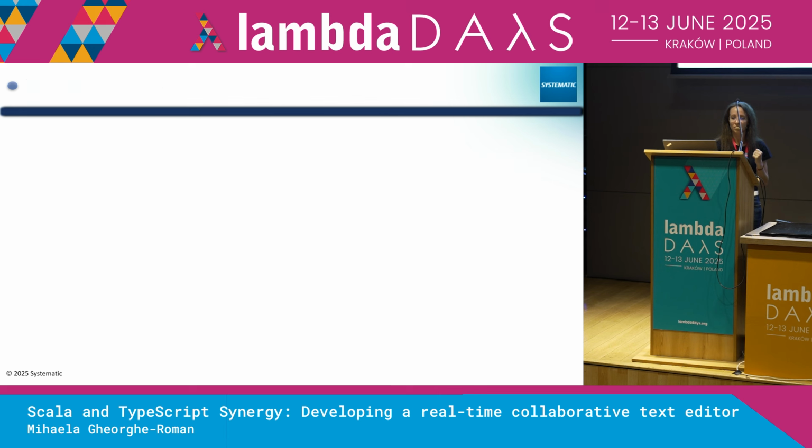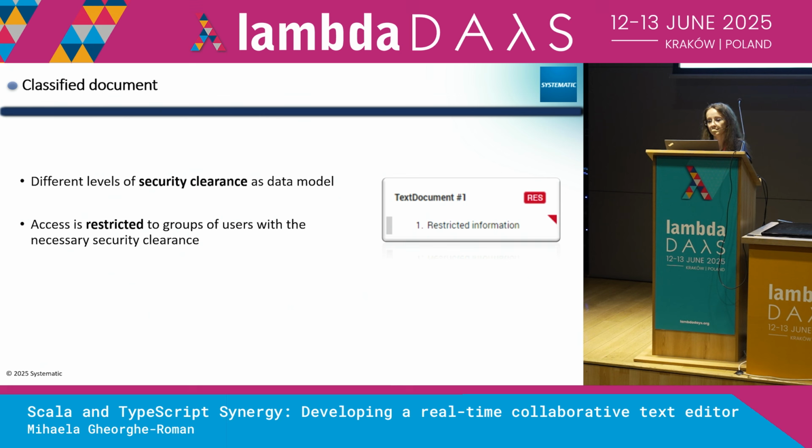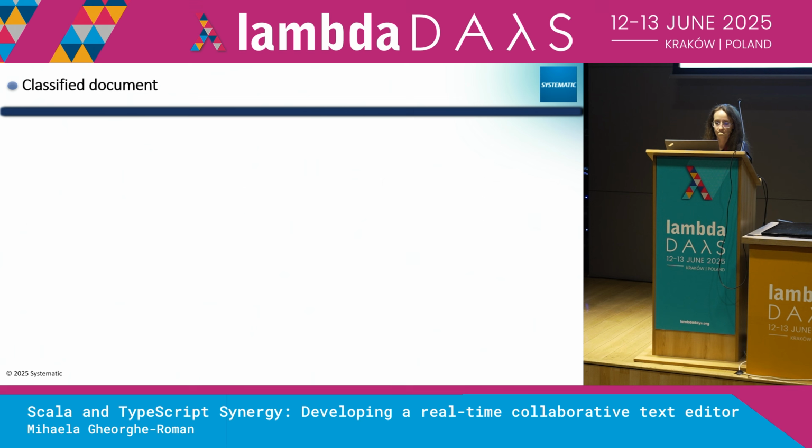I'll show you how it looks. For example, here you can see that we have the classification, the security clearance level added at the text document itself, represented in some way in the front-end side. And at each paragraph level, we also have another level of security. That's because, let's assume that some users can access the entire document, but there can be classified sections inside it. And we had to support this.